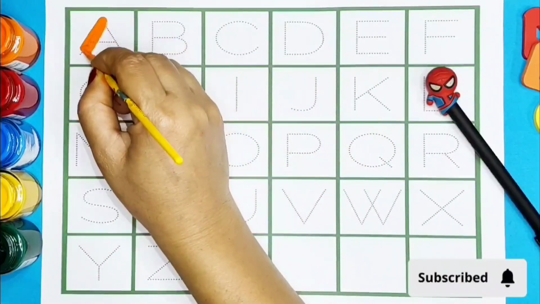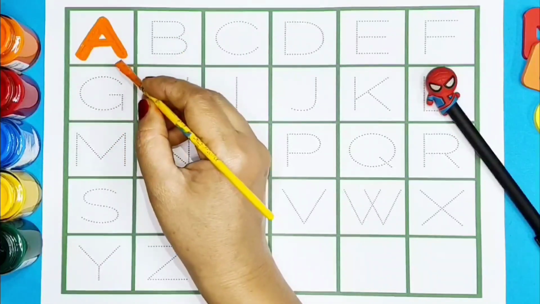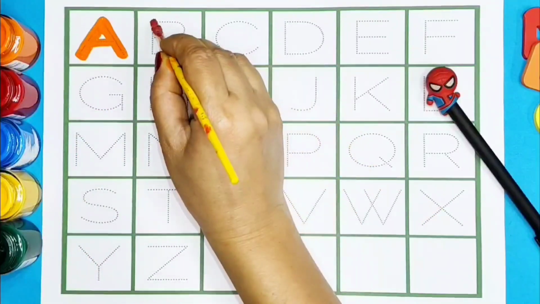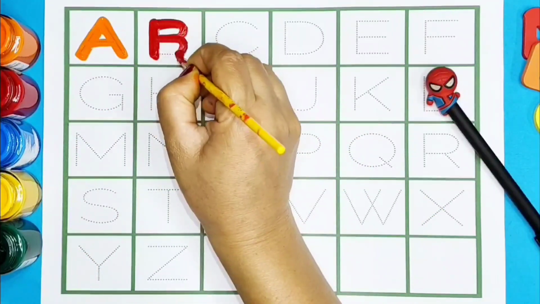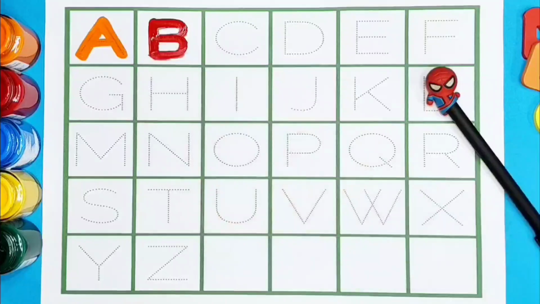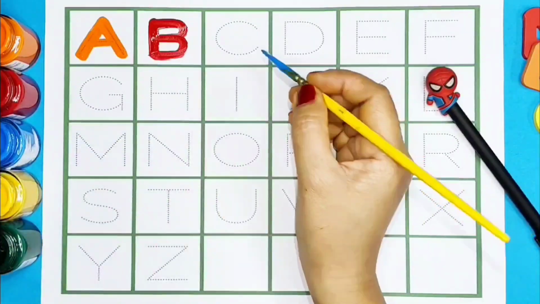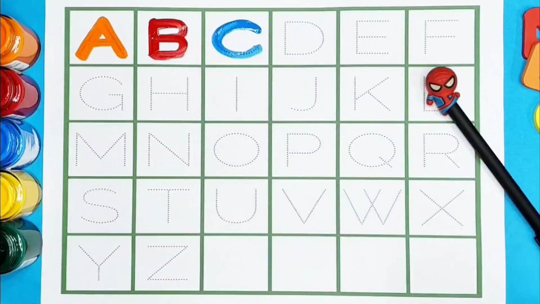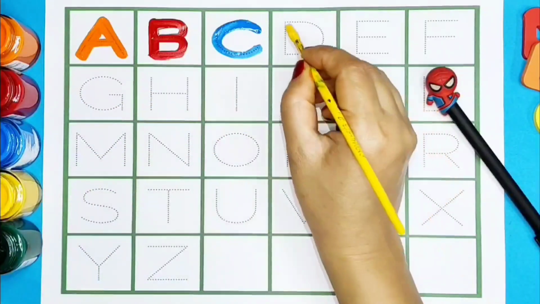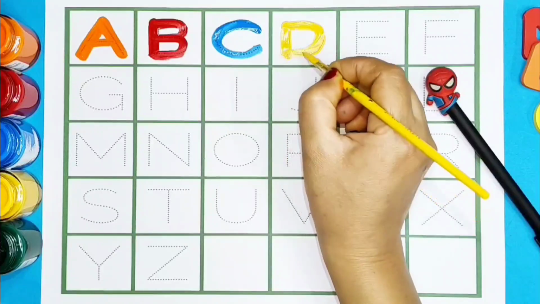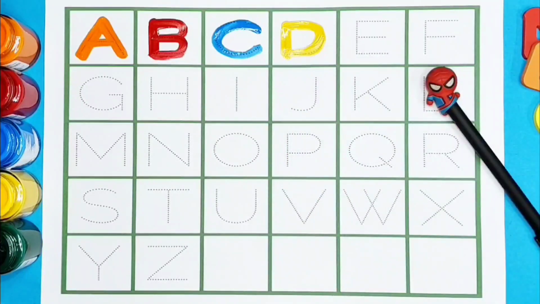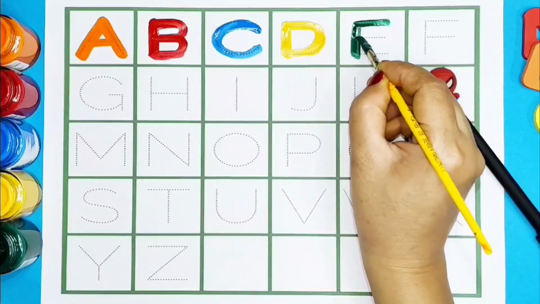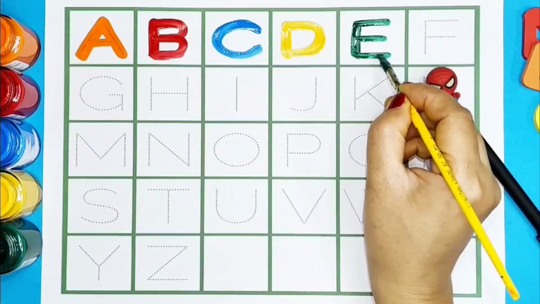Orange color. A for apple. Red color. B for butterfly. Sky blue color. C for cow. Yellow color. D for dog. Dark green color. E for elephant.